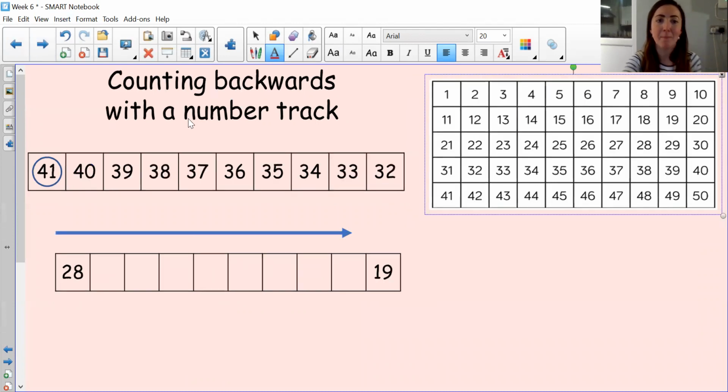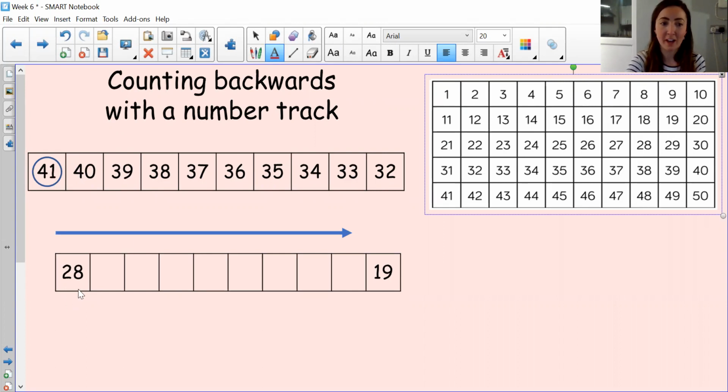And now we're going to be counting backwards with a number track. So here's the example. Again, we're starting from 41, counting backwards, so the numbers get smaller each time. We're counting backwards by 1 each time. So 41, 40, 39, 38, 37, 36, 35, 34, 33, 32.